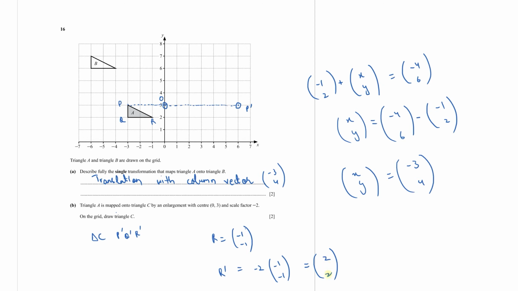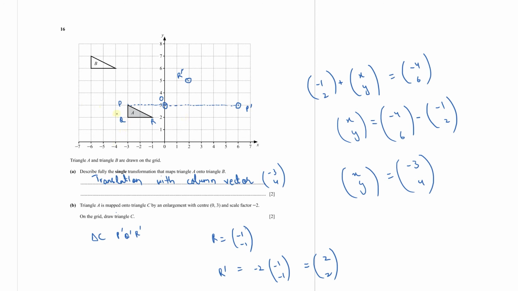But remember, this (2, 2) is also with respect to the center O, because the column vector of R was with respect to this center O. So you have to go distance 2 in the positive x direction and 2 points in the positive y direction. If I go positive 2 in the x direction, I end up here. Then if I go positive 2 in the y direction, I end up here, starting from the center of enlargement. So this will be your point R prime.